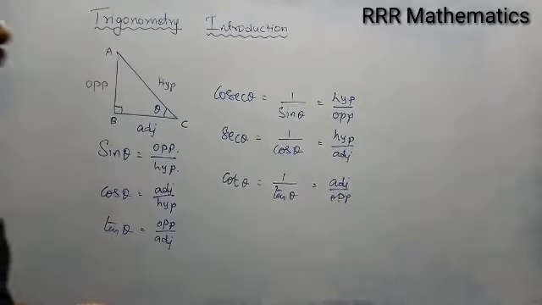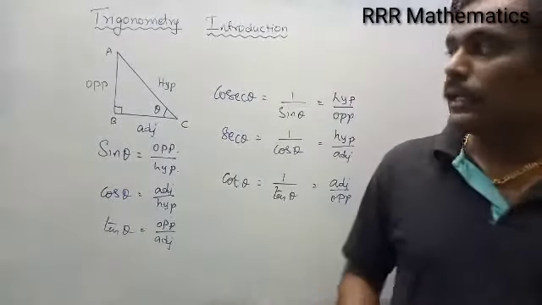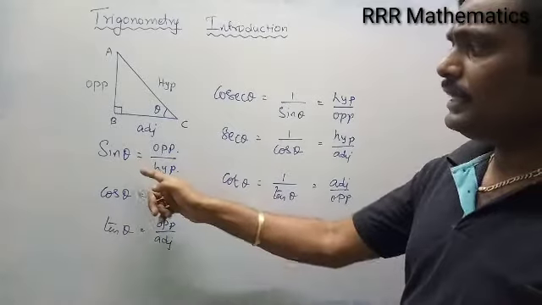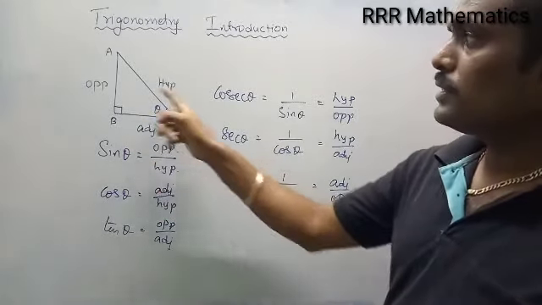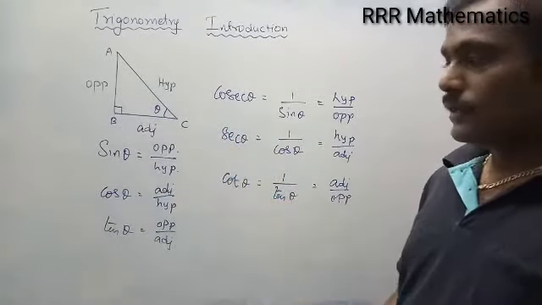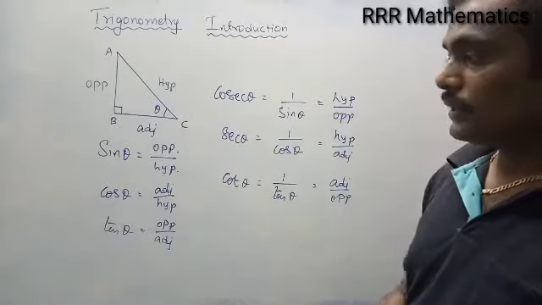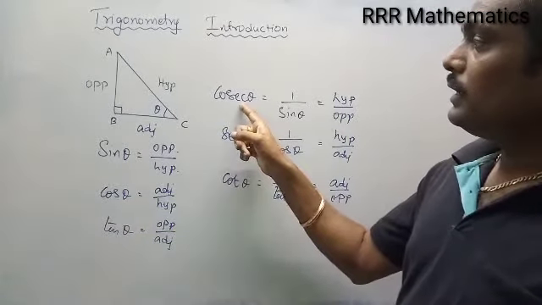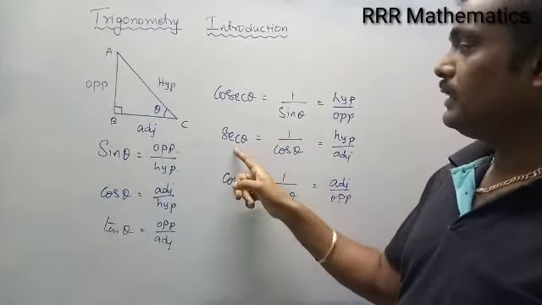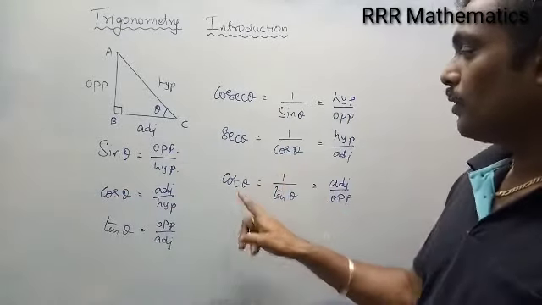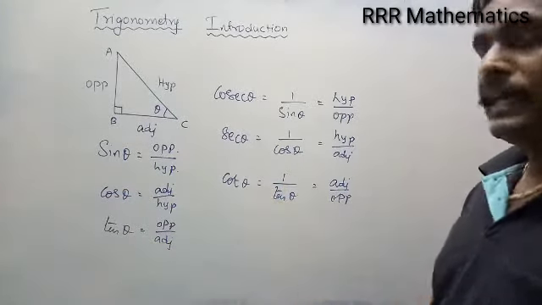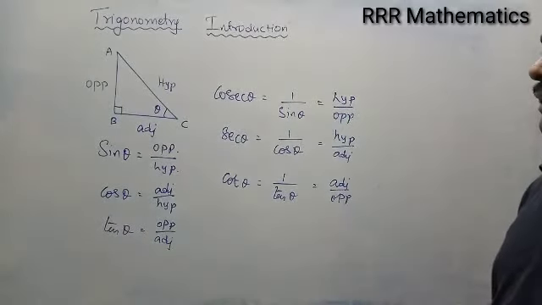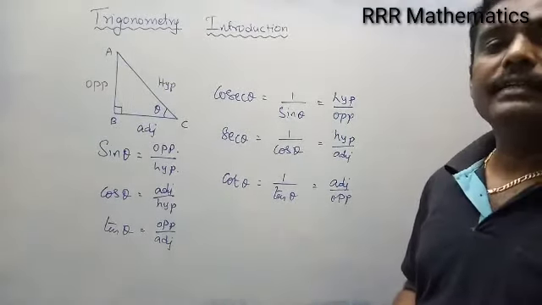So in trigonometry we have 6 functions, namely sine, cos, tan, cosecant, secant and cot. Here sine and cos are the ratios of opposite by hypotenuse and adjacent by hypotenuse. Tan is sine divided by cos: when you divide sine theta by cos theta, it gives tan theta. Cosecant theta is the reciprocal of sine theta, secant theta is the reciprocal of cos theta, and cot theta is the reciprocal of tan theta. Is it clear?